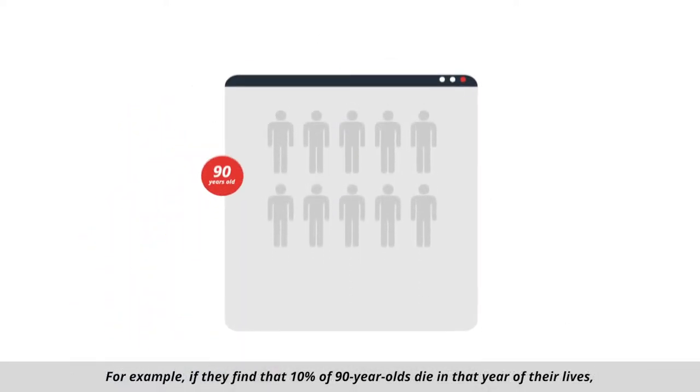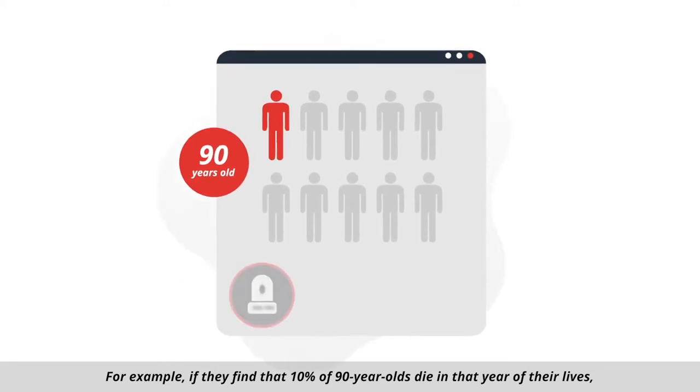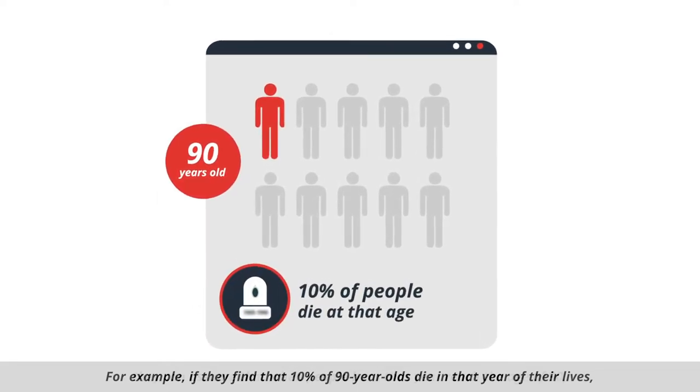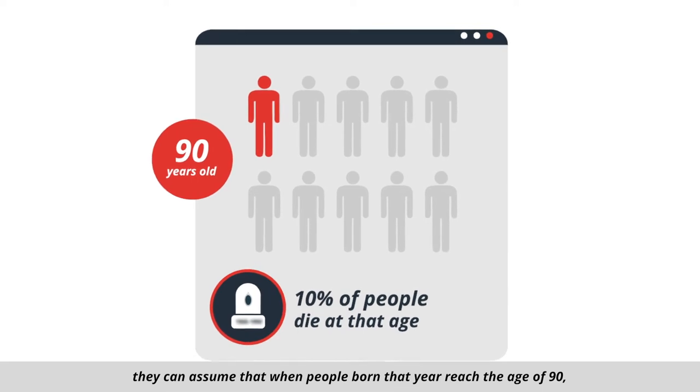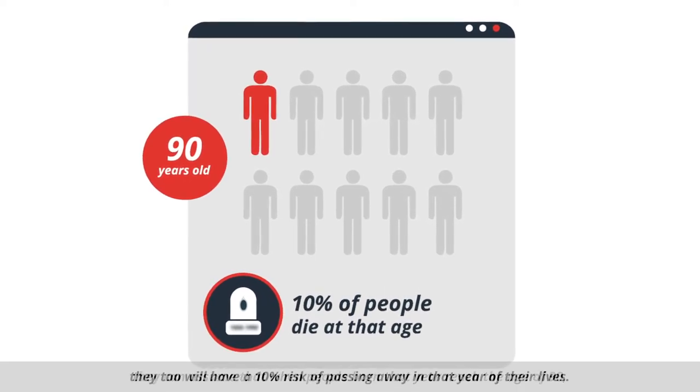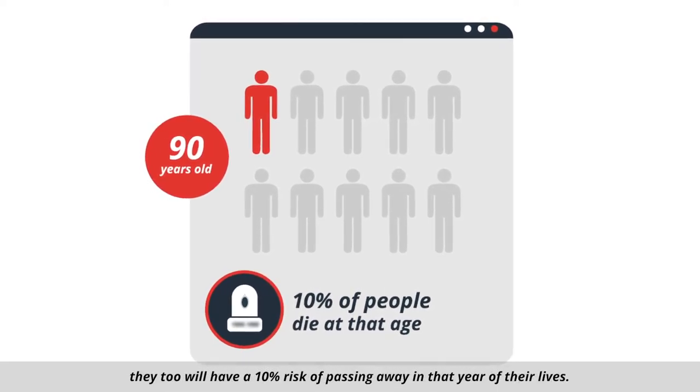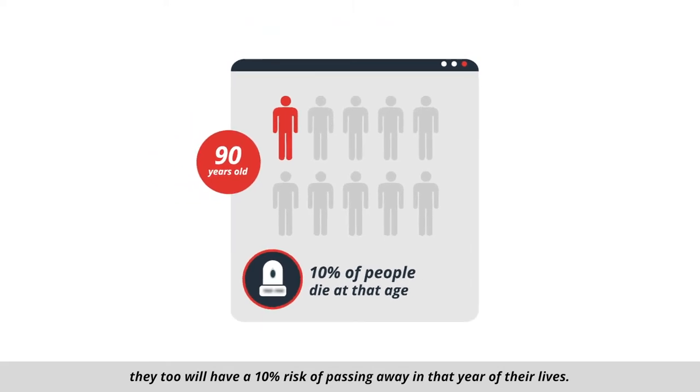For example, if they find that 10% of 90-year-olds die in that year of their lives, they can assume that when people born that year reach the age of 90, they too will have a 10% risk of passing away in that year of their lives.